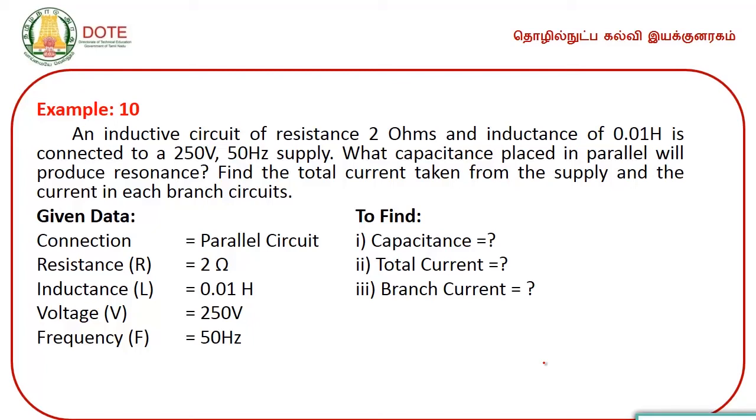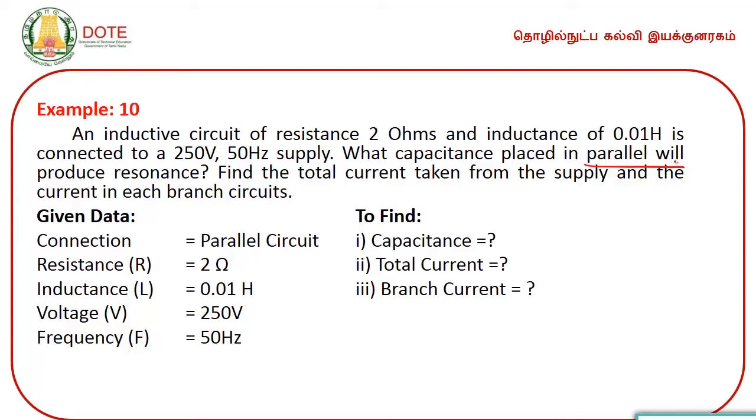Now, we will move on to the third example in a parallel resonance circuit. An inductive circuit of resistance 2 ohms and inductance of 0.01 Henry is connected to a 250 volts 50 hertz supply. What capacitance placed in parallel will produce resonance?